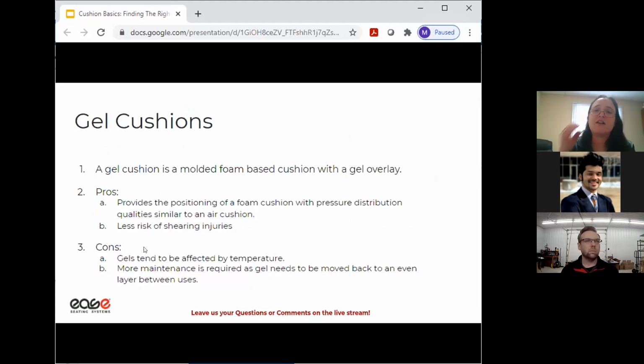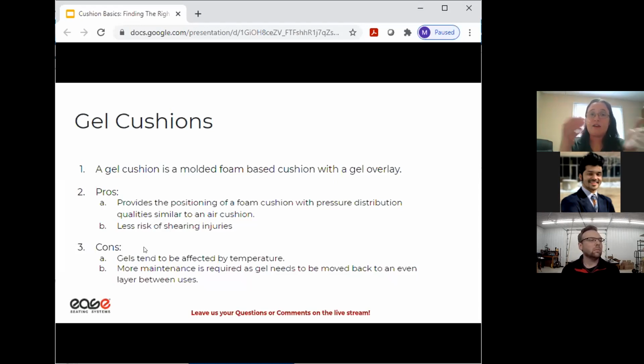And now looking at gel cushions. A gel cushion is made of a molded foam base with a gel overlay on top. Now, the pro with this is that it is providing that positioning you get from the foam cushion with the pressure distribution qualities of an air cushion. And then the other pro is that there's less risk of shearing injuries. Because while you're sitting on that gel cushion, it does give and move underneath you. So it will help reduce the pressure on some of those hot spot areas as needed.